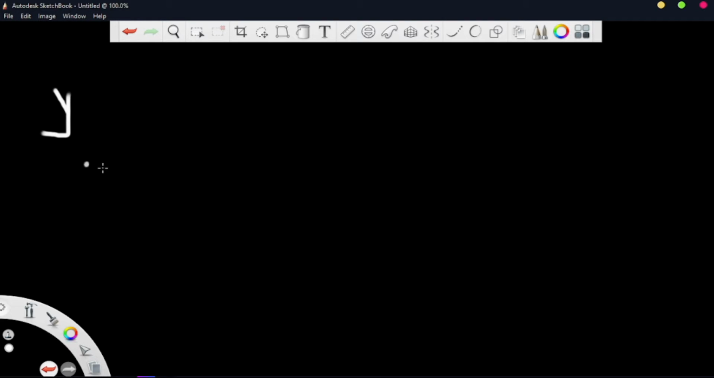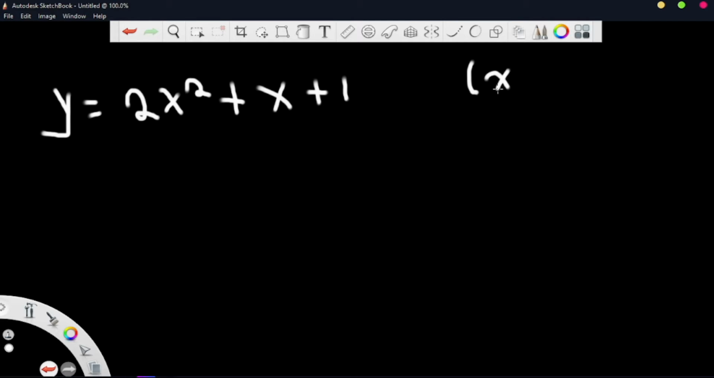Let's say we've been given y is equal to 2x squared plus x plus 1, and then we have been given the point (x, y), and then they want us to find the gradient of the curve at a point where x is basically x. So notice that if you're going to go about such a problem, you have to introduce calculus.